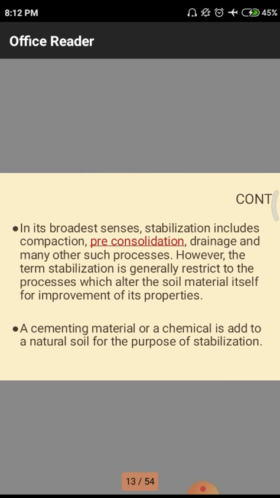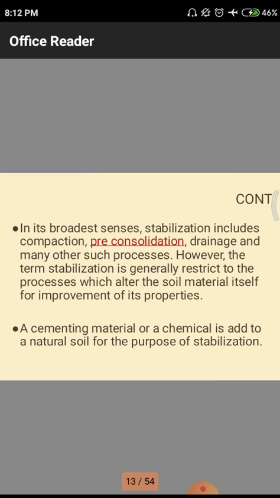And next, many other such processes. First, we have to observe the compaction process. After that, we observe pre-consolidation in the form of stone columns and sand columns. After that, drainage. Those three are very necessary for every structure which will be constructed to last for a long time.